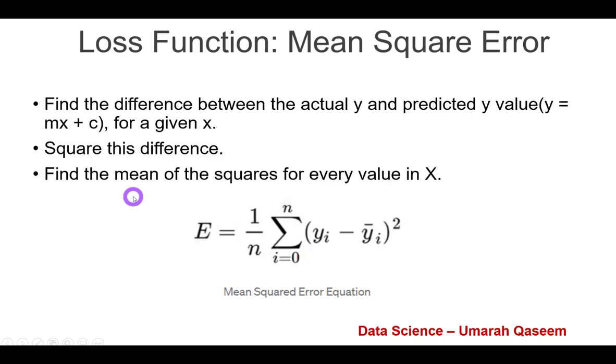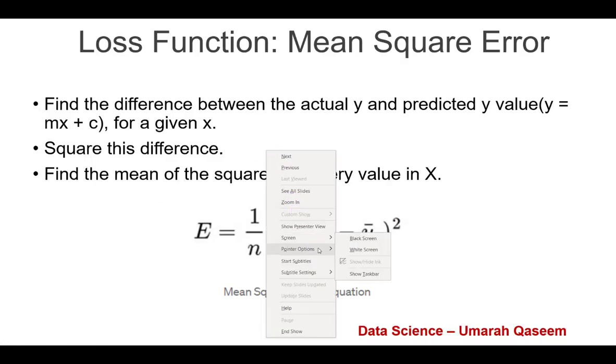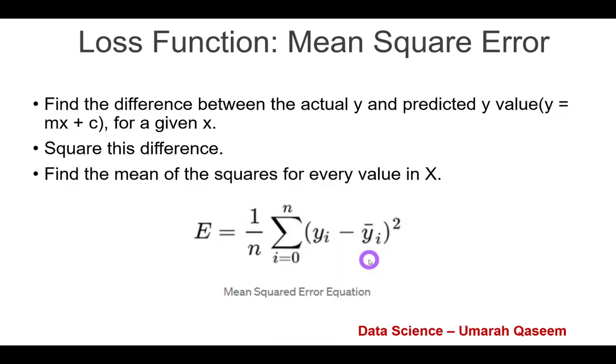So why do we square the difference? There's a very good reason for it. Let's say one error is -4, and there is some other error which is +4. Maybe this is the case. If you add them, what will you get? 0.